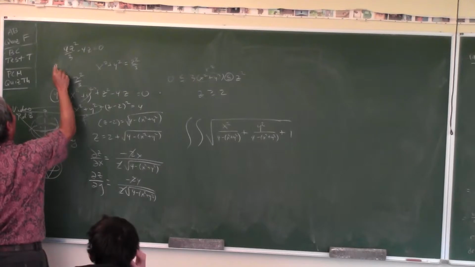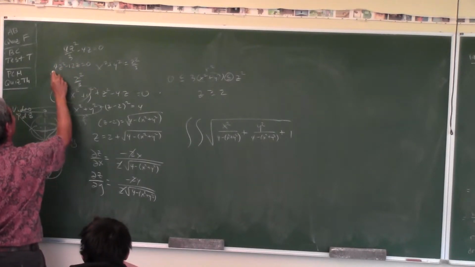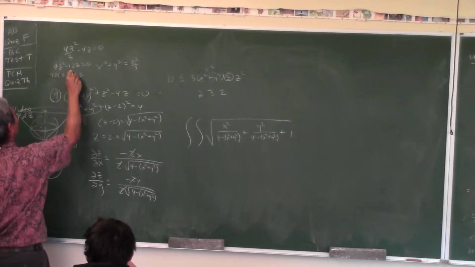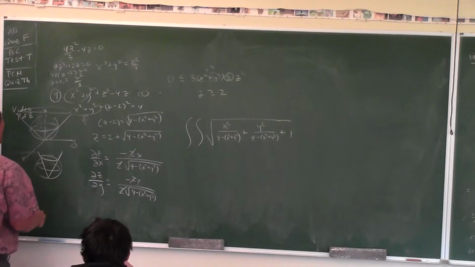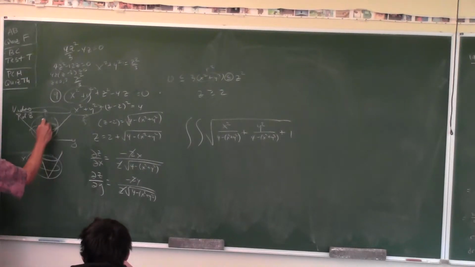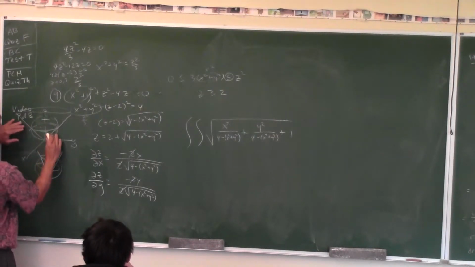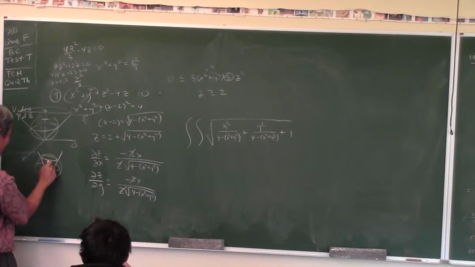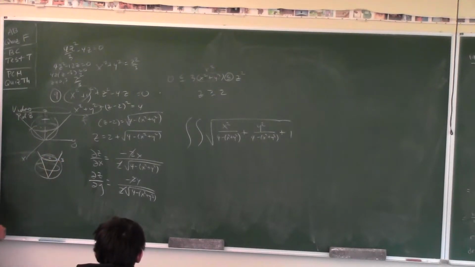Times 3: 4z squared minus 12z. Tell me if I make a mistake. Factor out 4z, you get z minus 3. So z is either equal to 0 or 3. Correct? When z is 3, that's when it's going to hit, right there. The z coordinate is 3 there. So when you smash it down onto the xy plane, what are you going to see?